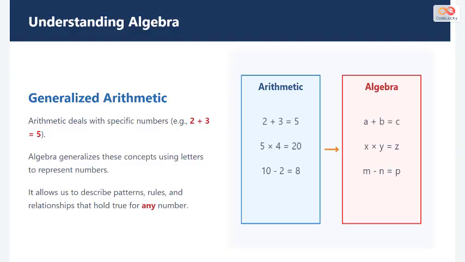So, what is algebra exactly? Think of it as generalized arithmetic. In regular arithmetic, you deal with specific numbers, like 2 plus 3 equals 5. But in algebra, we want to find patterns that work for any number. Instead of just adding specific numbers, we use letters to represent numbers. This allows us to create general rules, like a plus b equals c, which describes a relationship regardless of what the specific numbers are.